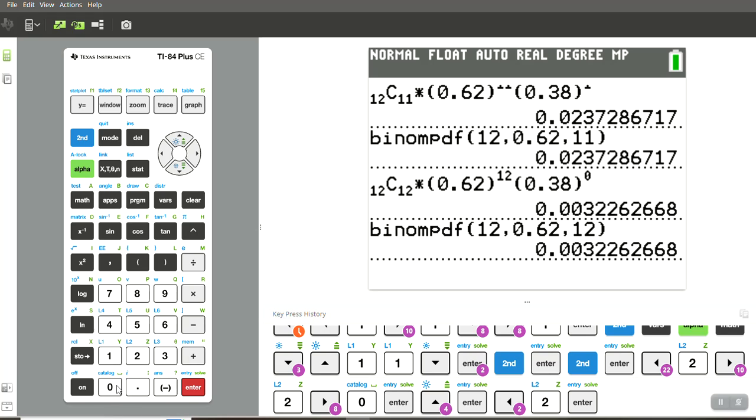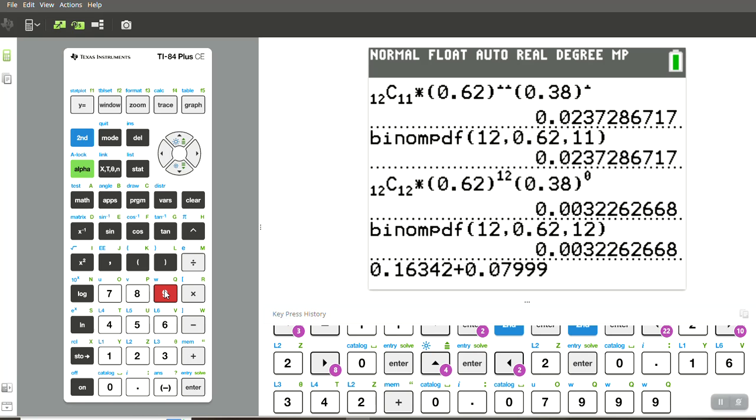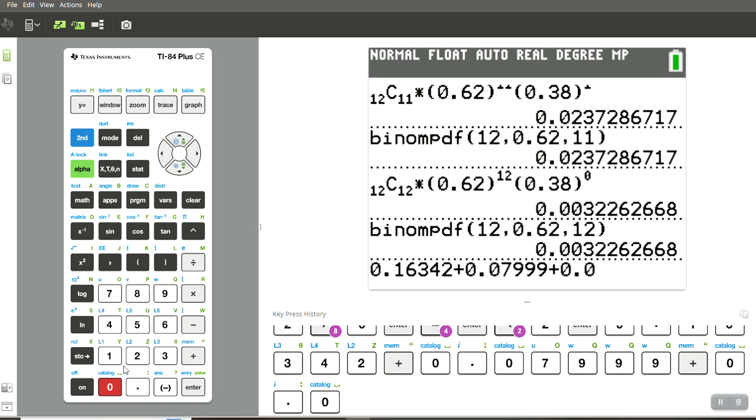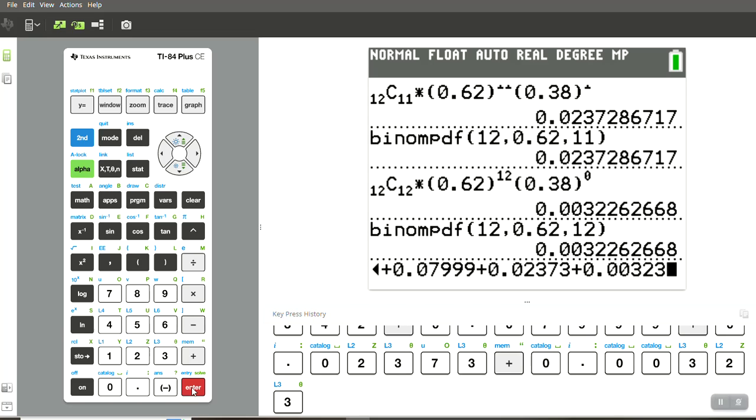So the first one was 0.16342. That's the probability that 9 of the 12 used it, plus 0.07999, the probability that 10 of the 12 used it, plus the probability that 11 of the 12 used it, which was only 0.02373. And lastly, that all 12 of them use it, which is 0.00323.